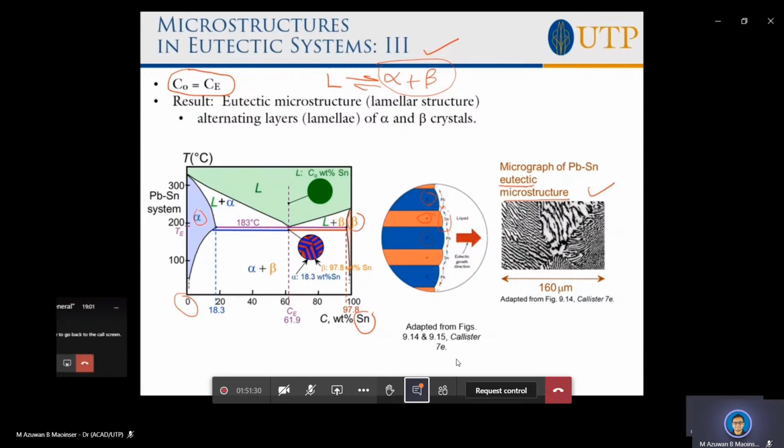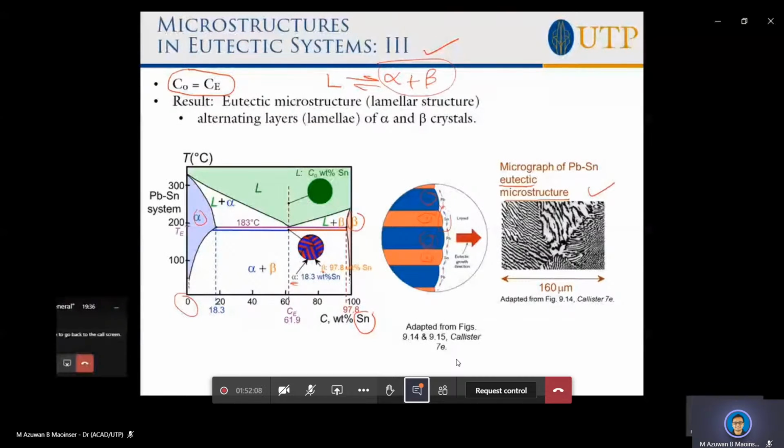So lots of plumbum will cause alpha, and lots of stannum will form the beta line. So they become alternating layers. Okay, so they grow in this direction. They just move along. So that's what happened actually at the eutectic point. Okay. So when we say eutectic microstructure, you must imagine it is happening like in these alternating layers. You must label which layer is alpha and which layer is beta.